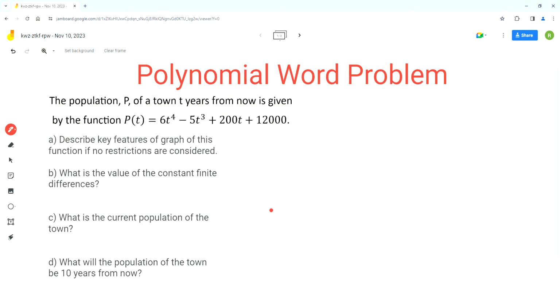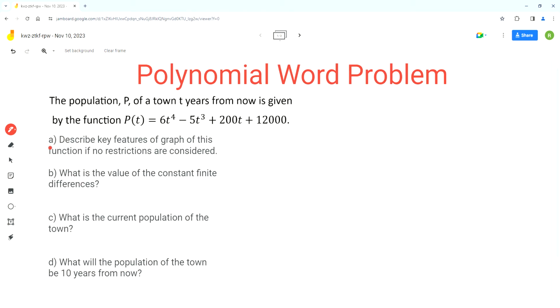So in this video, we'll solve this polynomial word problem. As per the problem, the population P of a town t years from now is given by the function P(t) = 6t^4 - 5t^3 + 200t + 12,000. There are four parts to this problem.